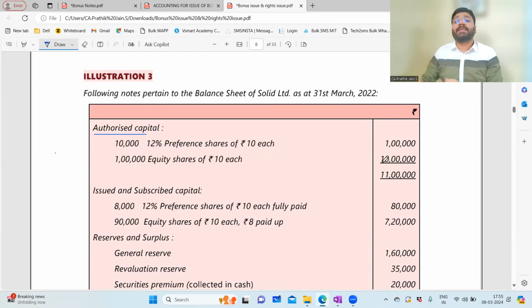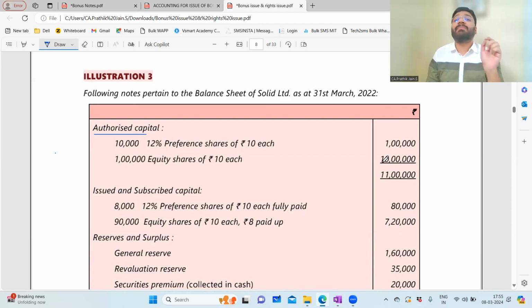So what is my total authorized capital? 11 lakh rupees. Can somebody tell me what is the meaning of authorized capital? Authorized capital is registered capital; nominal capital is the alternative name. I'm asking the meaning.